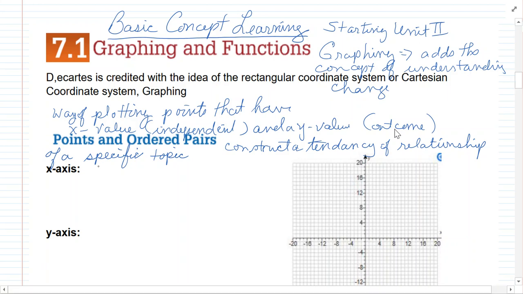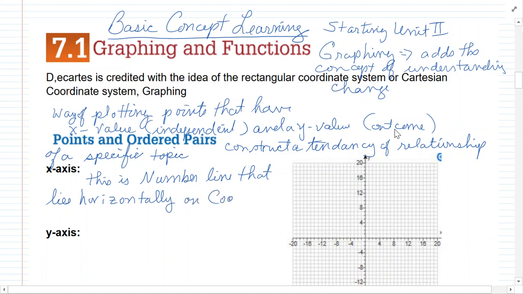First, we have an x-axis, and this is the number line that lies horizontally, that means across, on a coordinate grid. And what this means is that it cuts the plane into two parts.